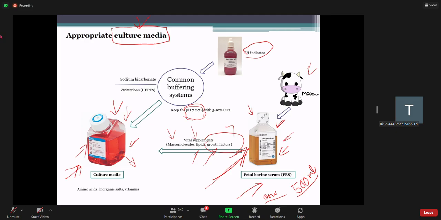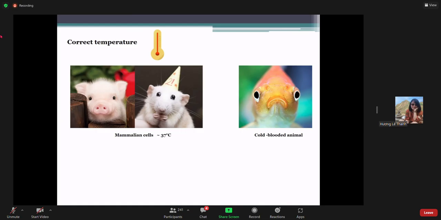And to culture the cells, we need to maintain the correct temperatures. For cells from cold-blooded animals, we can control another range of temperatures, but for mammalian cells, around 37 degrees Celsius. For pigs, we can maintain the surroundings at 40 degrees Celsius. This depends on which organism the cells come from, the organism that we want to culture.